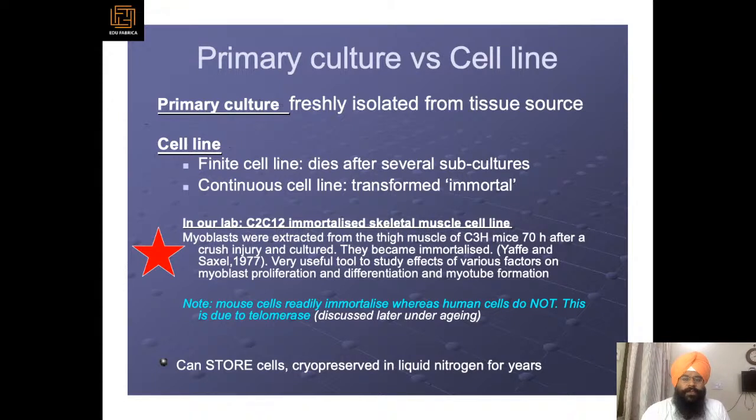So what is the difference between primary cell culture and cell line? Primary cell culture is freshly isolated from the tissue source. A cell line is from a finite cell line, so it dies after some subcultures. And continuous cell lines are the immortal ones.